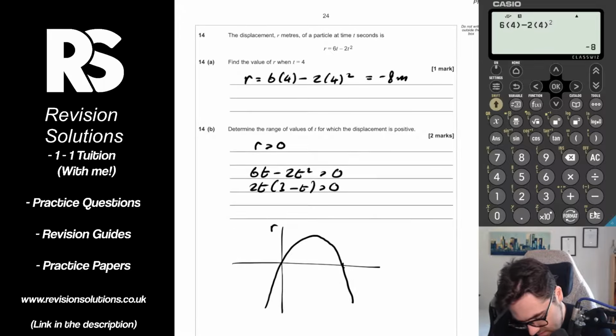This is r against t. And that's 3 there, and this is 0. And we're interested where it's greater than 0. So it's where t is greater than 0, but less than 3, because that corresponds to this section of the curve here for those t values.